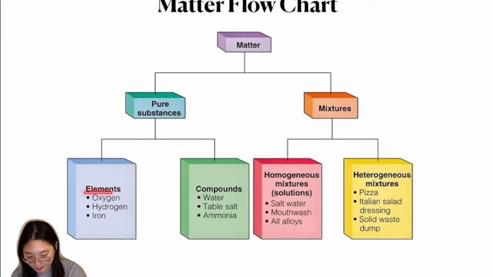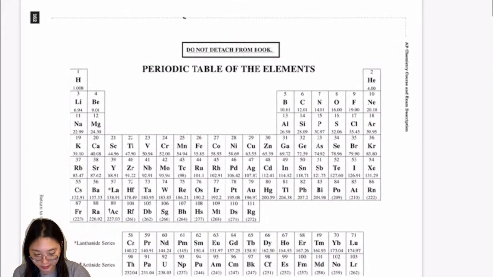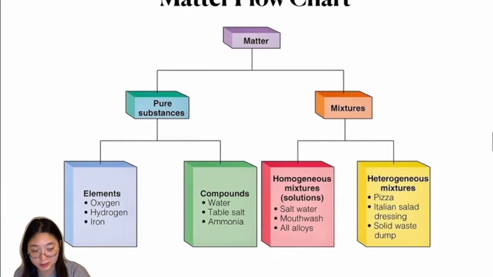Here, when it comes to elements, that has a different meaning than the elements in the periodic table. In the periodic table, an element is just a specific type of atom, such as boron is a type of atom, carbon is a type of atom. But here, when it comes to matter, an element means a substance that consists of only one single type of atom.